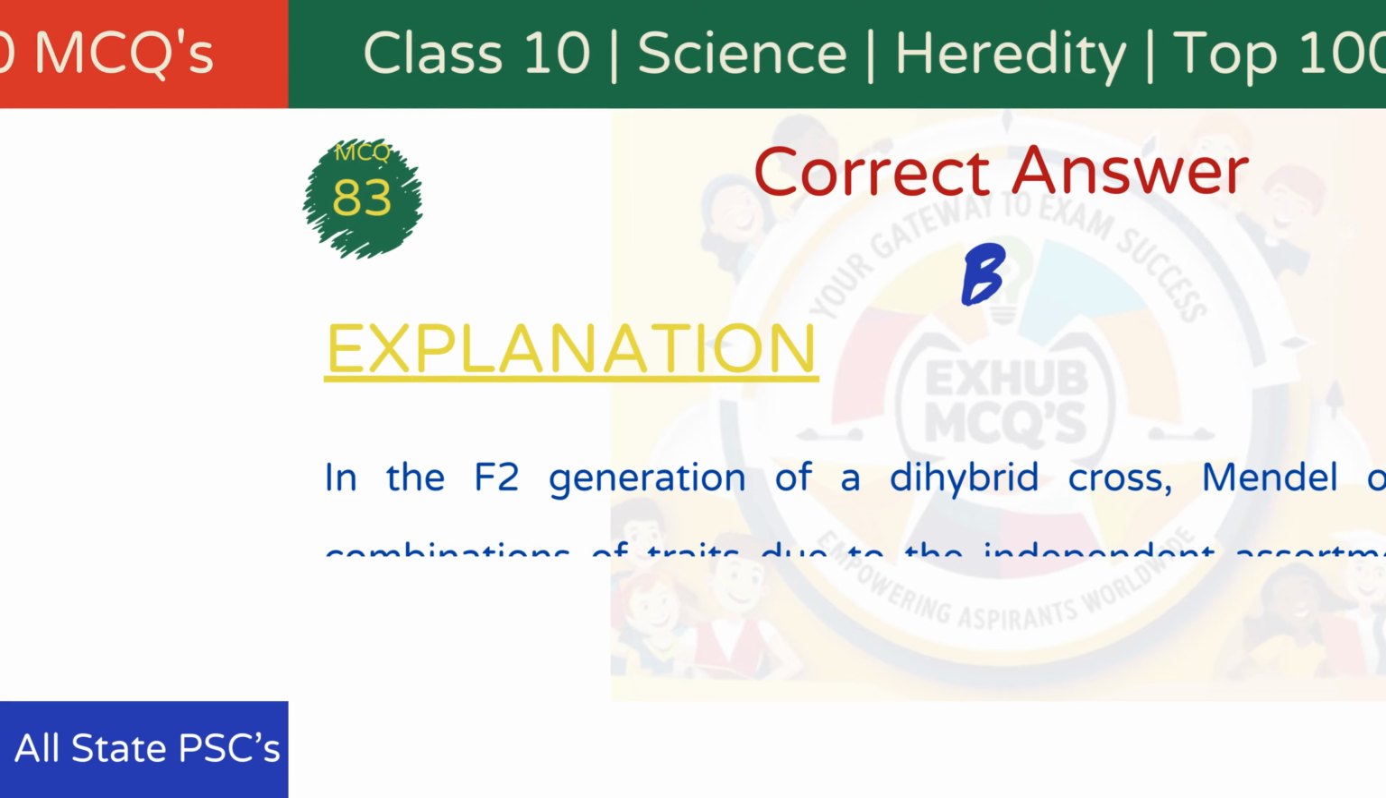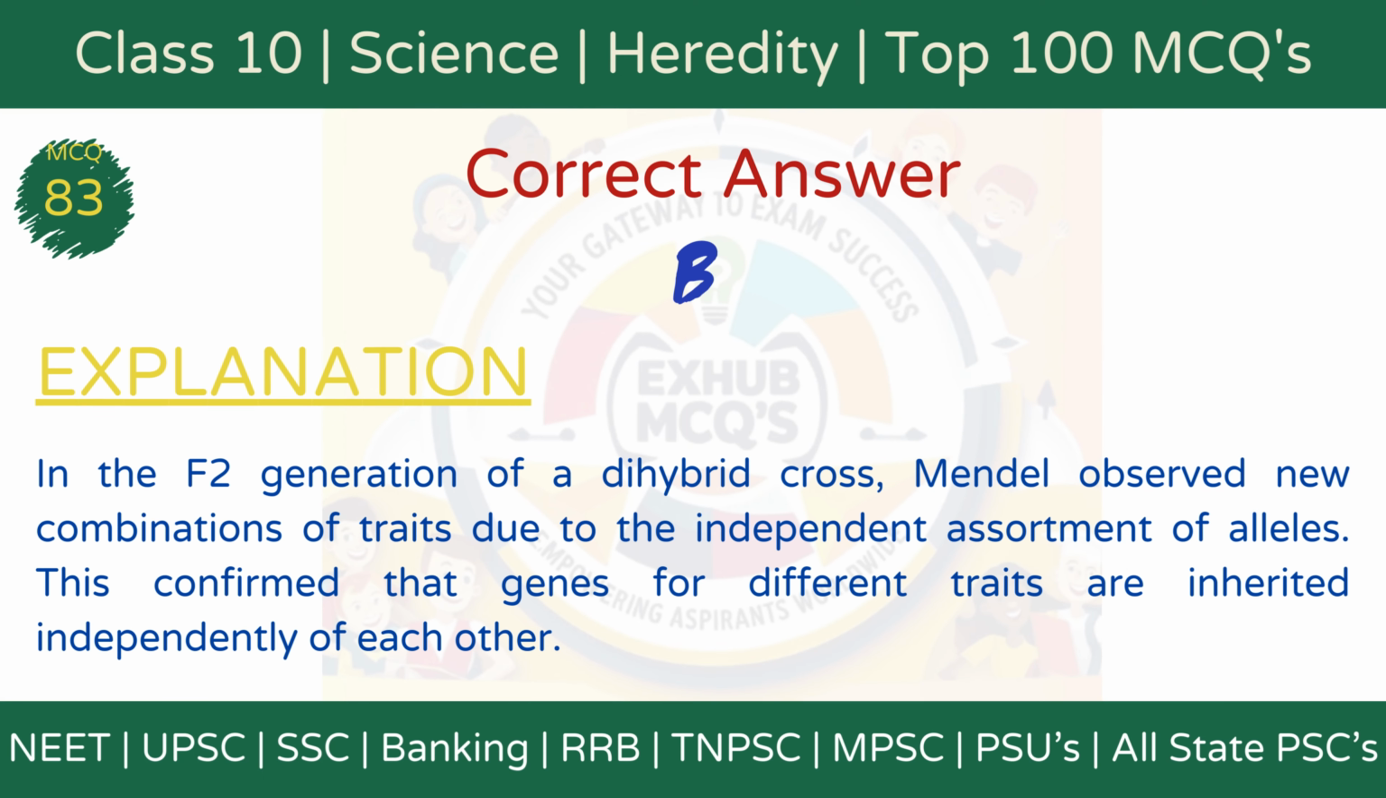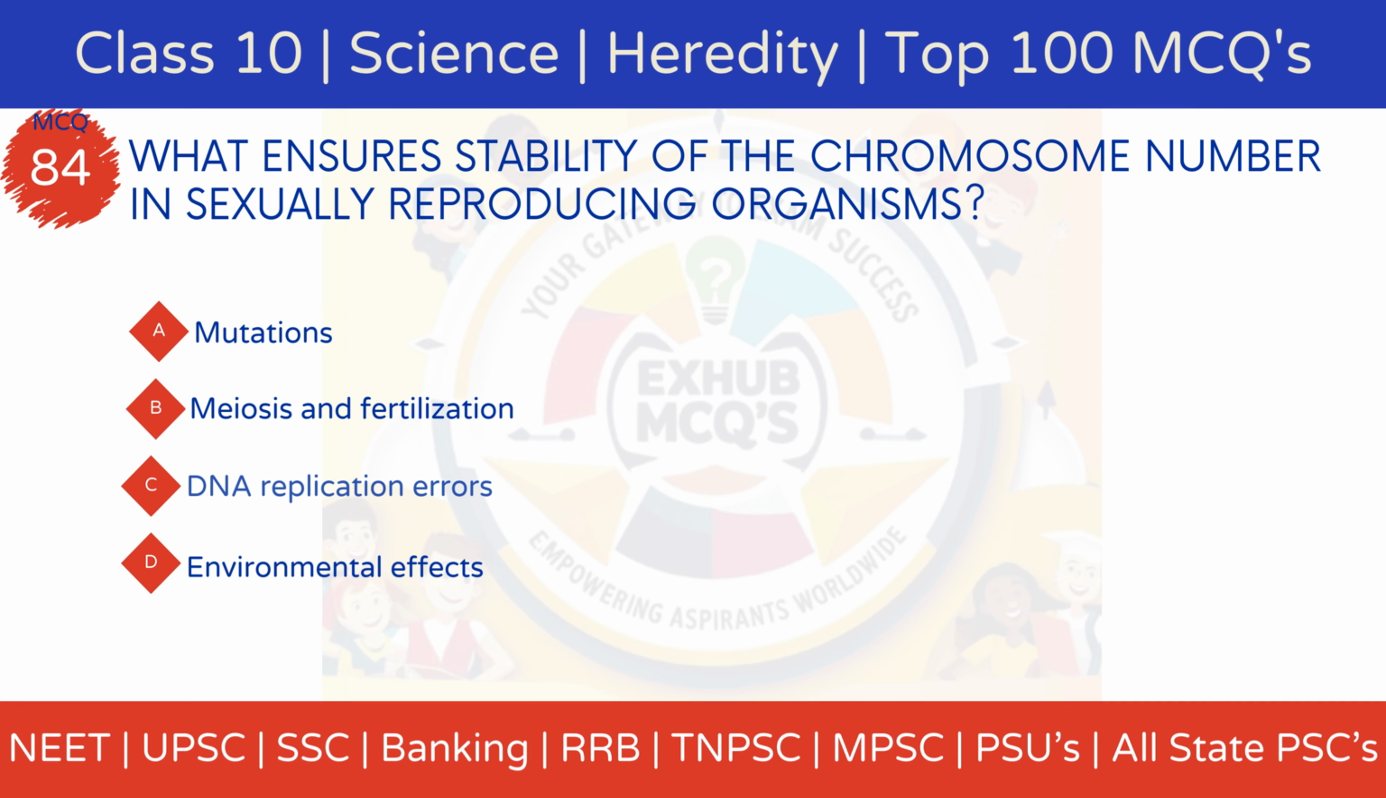The correct answer is option B, new combinations of traits appear. Explanation: in the F2 generation of a dihybrid cross, Mendel observed new combinations of traits due to the independent assortment of alleles. This confirmed that genes for different traits are inherited independently of each other. MCQ 84. What ensures stability of the chromosome number in sexually reproducing organisms?